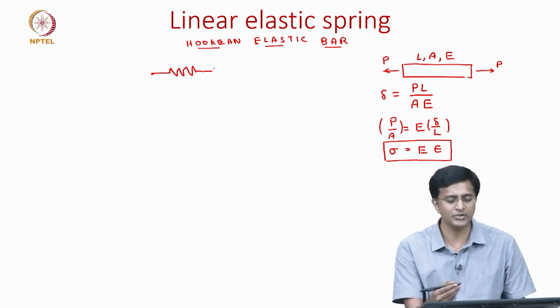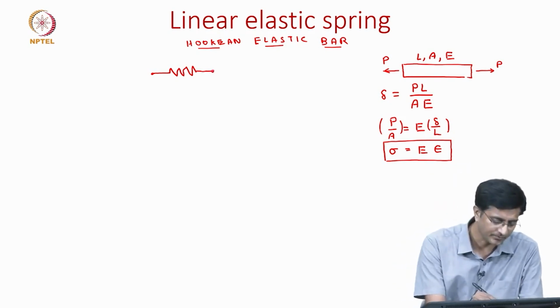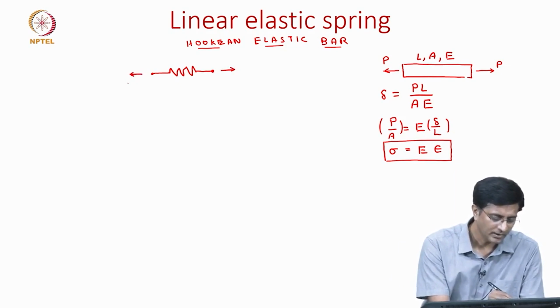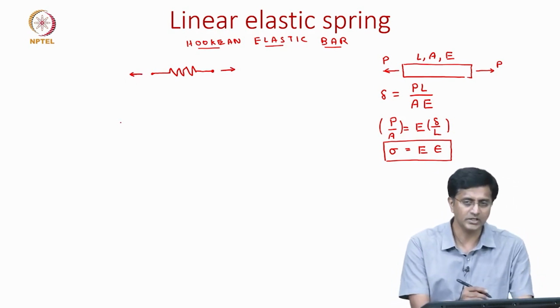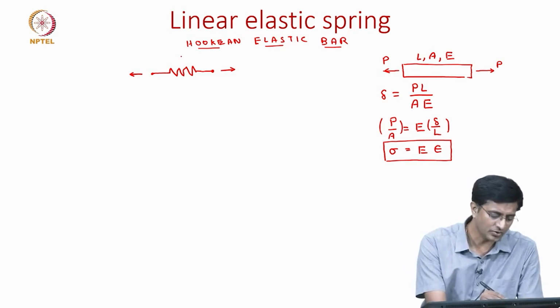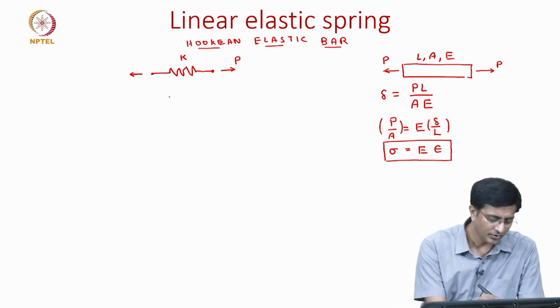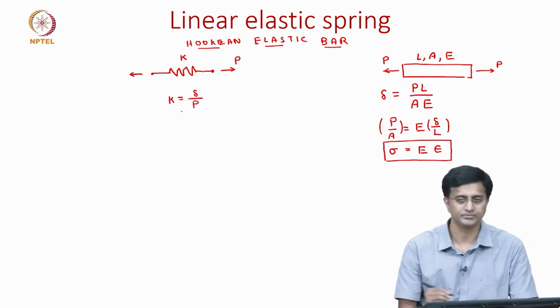So, this is the symbol we use to represent a spring. Let us say we are applying a load P on both sides of the spring, and to start with, let us say this spring has a spring constant of K. How is the spring constant defined? We know that spring constant K is P by delta, so the load per unit deflection.